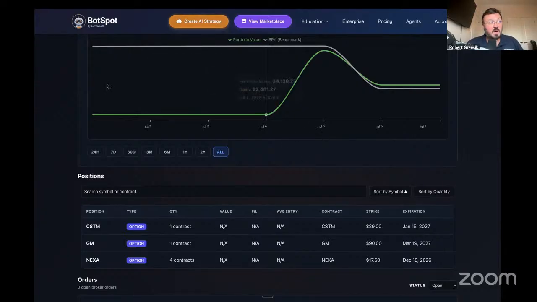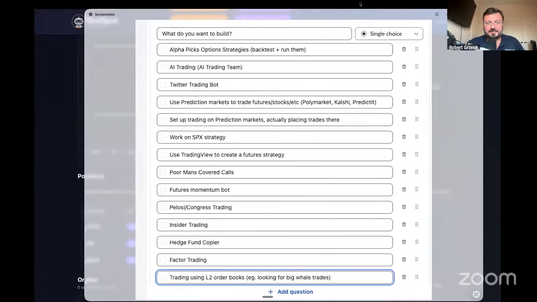So if you guys want, we could definitely work on this Alpha Picks option strategy. I do think it could use a bit of love. We could keep working on the AI trading stuff. We could build a Twitter trading bot, or we could work on prediction markets. This prediction market stuff is really cool. Polymarket's pretty much working now.